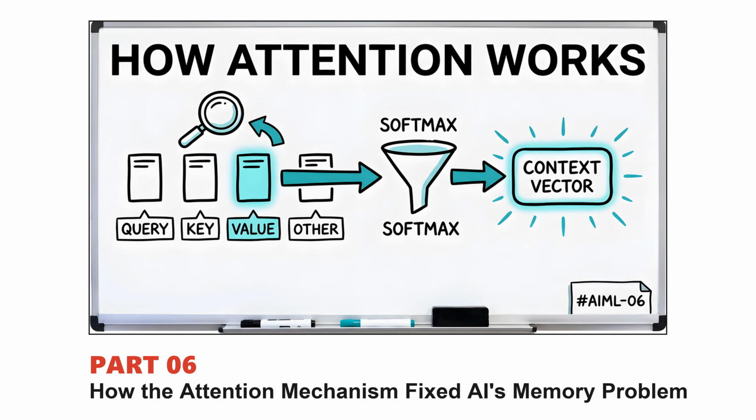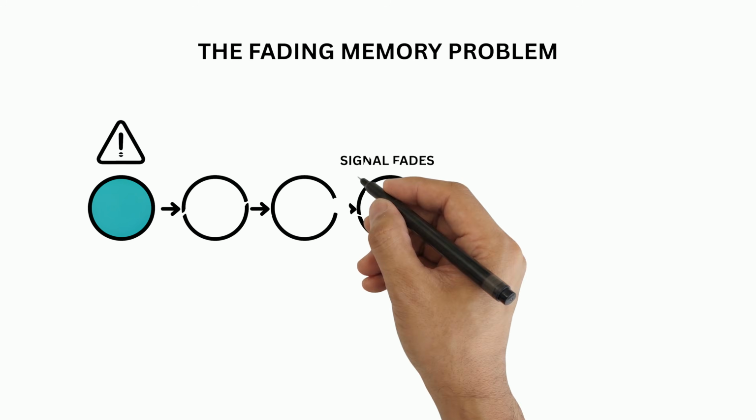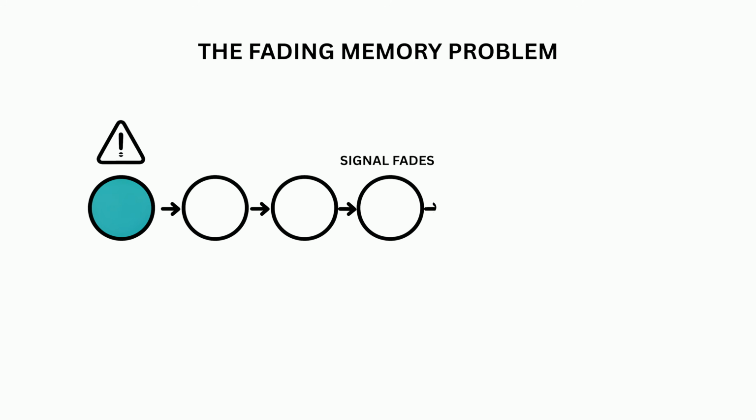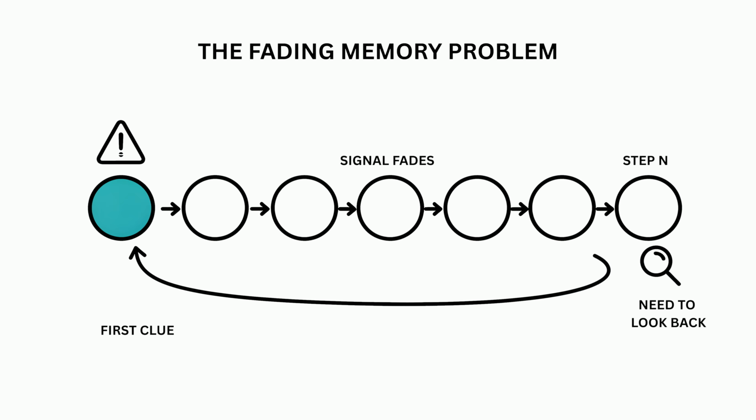Part 6. How the attention mechanism fixed AI's memory problem. Last time, we saw the RNN's big weakness. As a sequence gets longer, the signal from an early event like malware drop to disk at step 1 fades almost to nothing by the time an alert fires 10 steps later. That fading memory problem is exactly what today's building block was invented to solve. What if, instead of relying on one compressed memory that degrades over time, the network could reach back and look directly at any earlier moment it needed, no matter how far away?